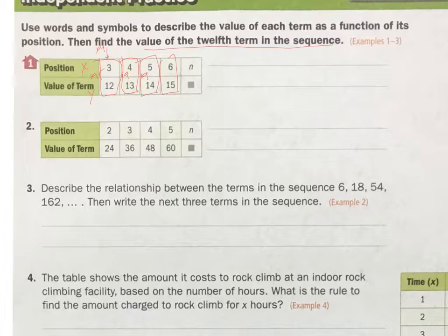Let's see, the value of each term, find the value of the 12th. So the idea here is that we're doing n plus 9. So if I want this to be the 12th term, it's going to be 12 plus 9, and that's going to equal 21. So it's going to be 12 and 21.